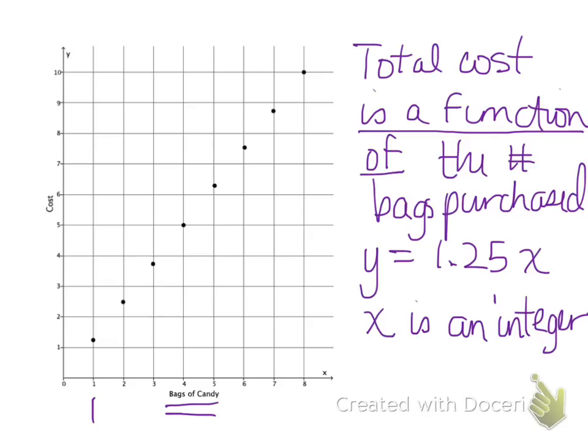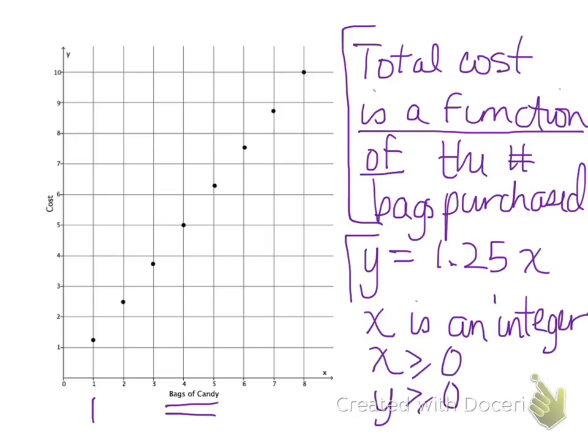So x is an integer, and also we can't buy negative bags of candy, so x has to be greater than or equal to 0, and so that means y is also going to be greater than or equal to 0. When we have these functions, we're going to have some kind of description: something is a function of something else. We'll often have a function rule. In this case, we do have a mathematical rule for this. And then we might have some restrictions on x and y.